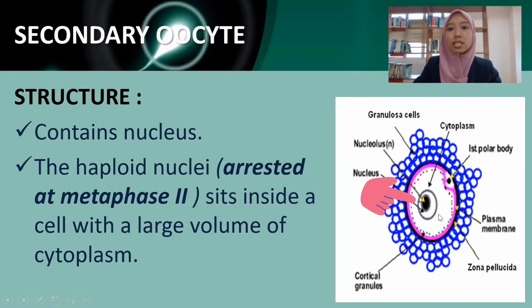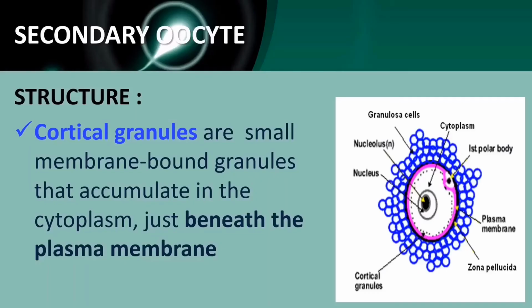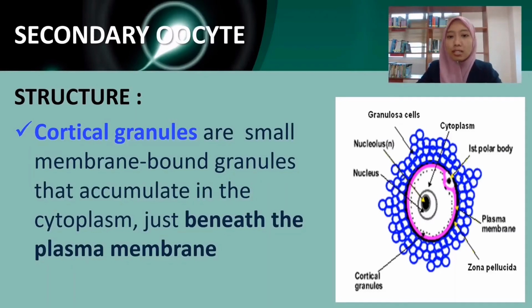The nucleus of secondary oocyte is actually arrested at metaphase 2 during cell division, and it sits inside a cell with a large volume of cytoplasm. Secondary oocyte also contains cortical granules, which are small membrane-bounded granules accumulated in the cytoplasm, just beneath the plasma membrane.